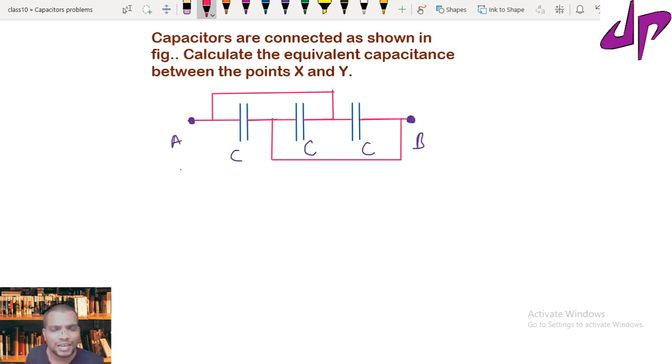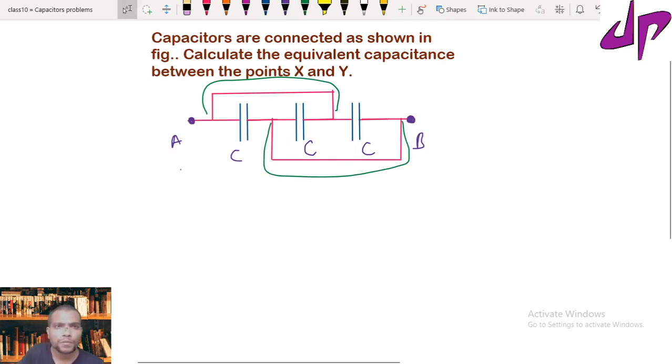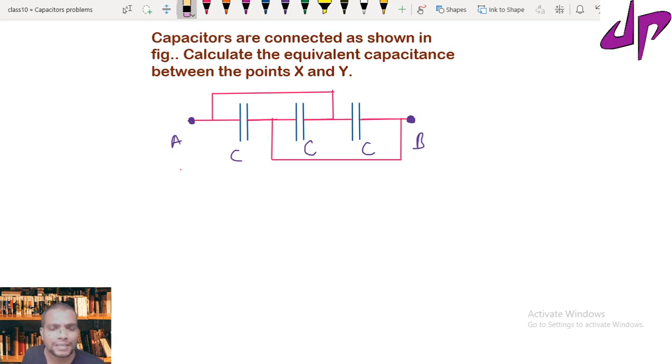By seeing the connections, here we can see three capacitors connected, but the connections are something weird. From here it went up to here, and from the B it came up to there. So here we need to simplify, and that is our first task. Now you carefully follow the connection points.